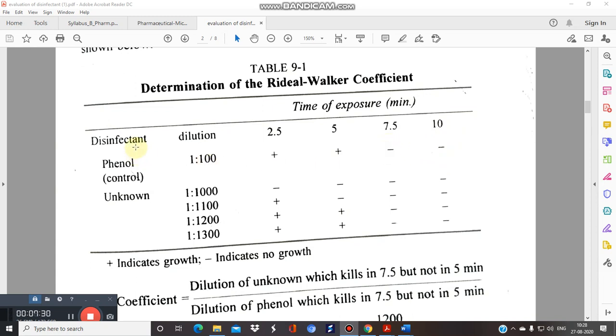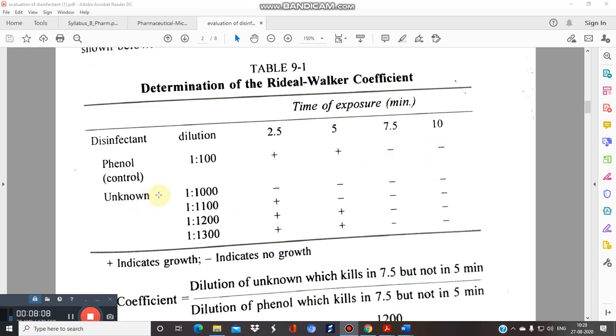Again see here, you will prepare a dilution of your test disinfectant. Suppose you take phenol, and when you add your dilution in a culture media containing the suspension of Salmonella typhi, you will note down the time at 2.5 minutes. What you will see is that the bacteria remains sustained. It does not die, it will grow. Okay, it indicates the growth. But when the exposure time exceeds to 7.5 minutes, the bacteria, that is the Salmonella typhi, dies.